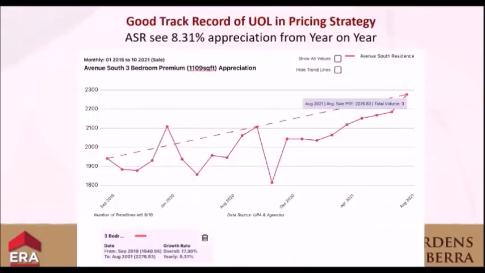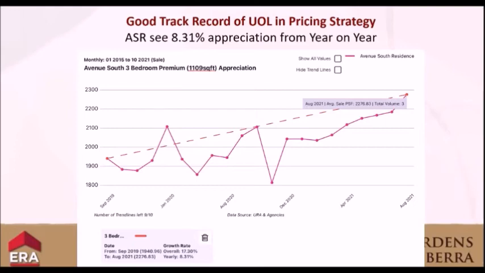Lastly, I would like to touch on the good track record of UOL in terms of pricing strategy. We'll look at Avenue South first because it's selling very well. Of course, it's a project in the RCR, but it's looking at 8.31% appreciation year on year. That is amazing. If you have bought a unit at Avenue South during launch time, you should be very happy now. And for this statistic, I have even used a bigger unit type, 3-bedroom premium 1109, as an example.